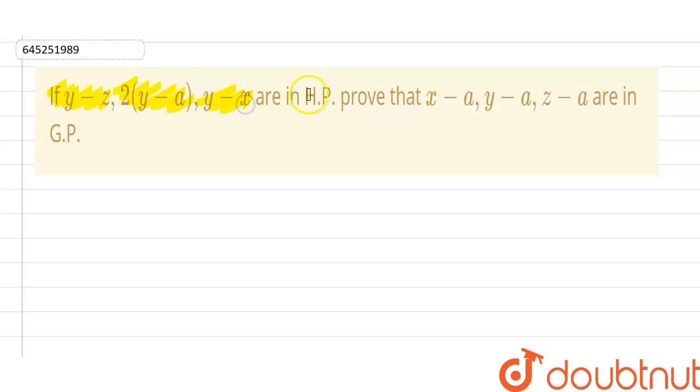Okay, so the given question here is: if y minus z, 2 times (y minus a), and y minus x are in HP, then we have to prove that x minus a, y minus a, and z minus a are in GP. This is what we have to prove. So first of all, this is my solution part here.